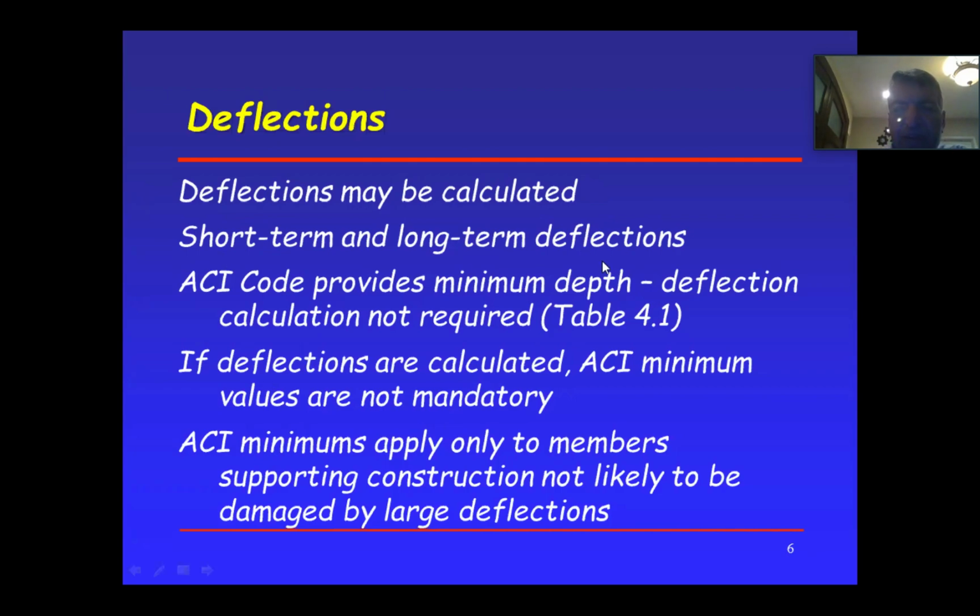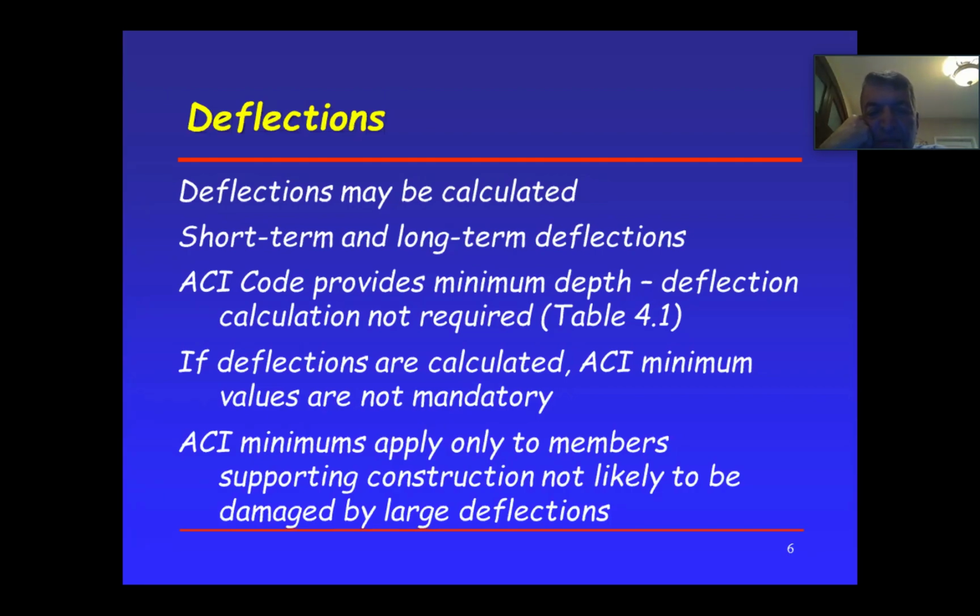Short-term and long-term deflections. Some of the deflection is going to happen short-term, meaning that when you apply the load, the deflection is going to take place. That's short-term. Long-term is going to happen over time due to the sustained load. Sustained load means a load that is always there, and that structure is going to start deflecting slowly over time.